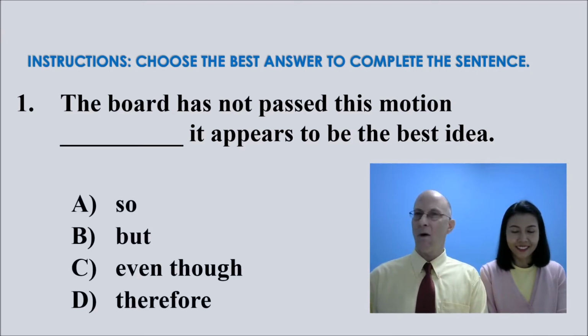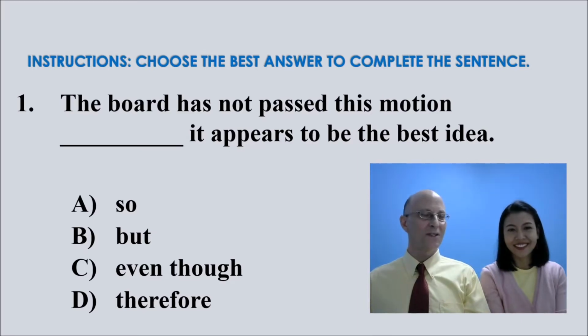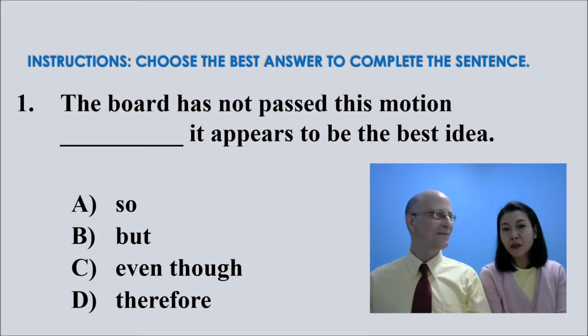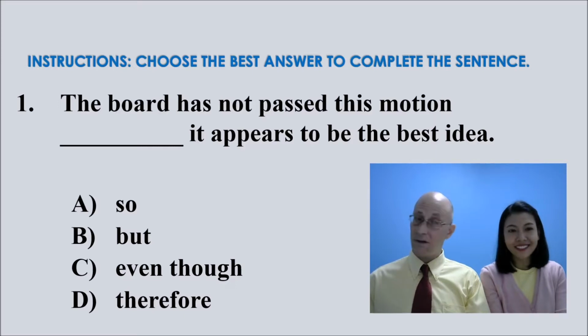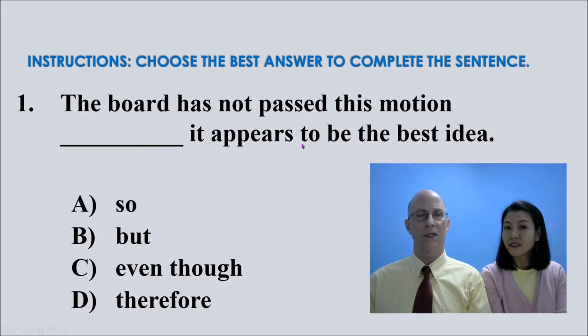A, so. B, but. C, even though. D, therefore. All right, so what do you see here, Yudee? There are 2 complete sentences. Yes, good observation. If you have a subject and a verb here, and then after the blank, another subject and another verb, that means there are 2 independent clauses. So you need some form of conjunction.